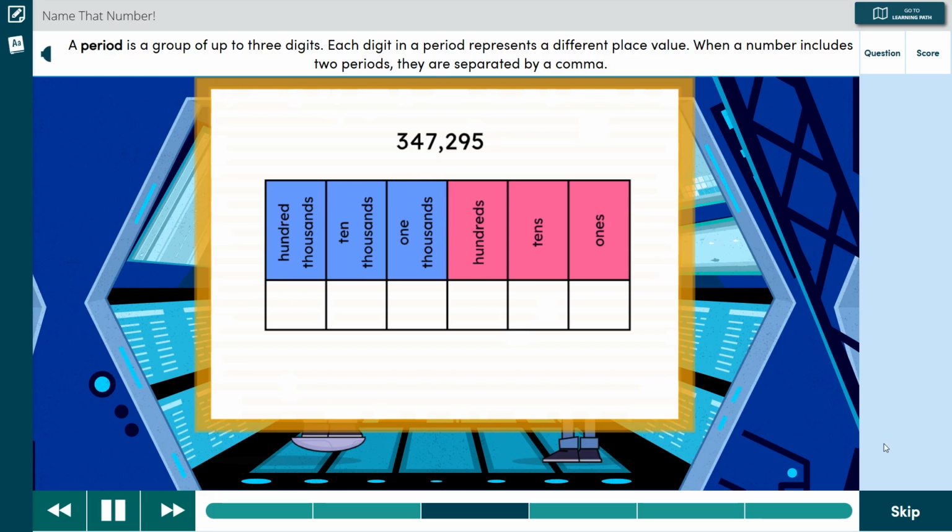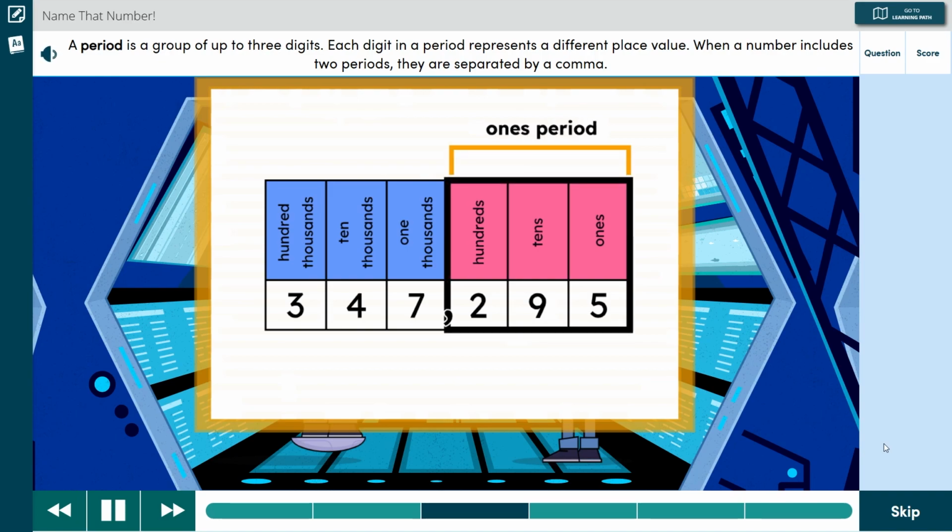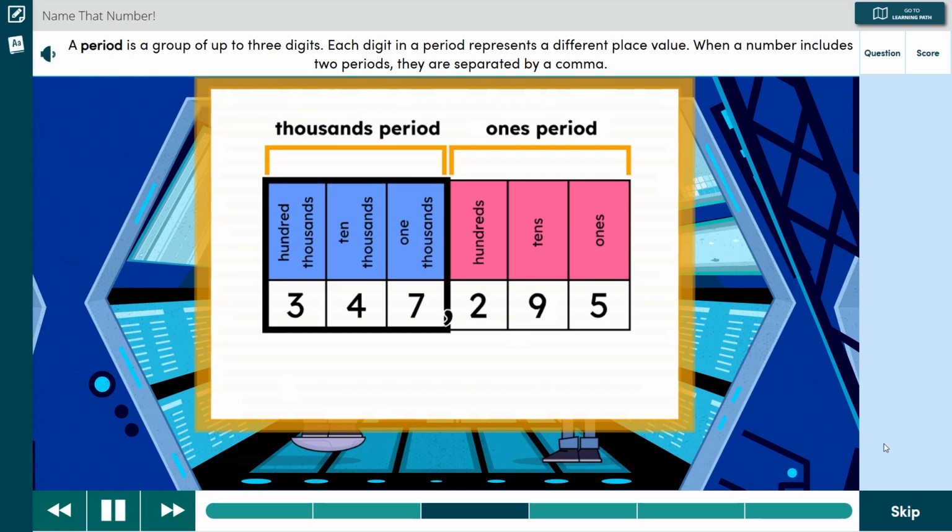A period is a group of up to 3 digits. Each digit in a period represents a different place value. When a number includes 2 periods, they are separated by a comma. The ones period includes the ones, tens, and hundreds places. The thousands period includes the 1,000s, 10,000s, and 100,000s places.